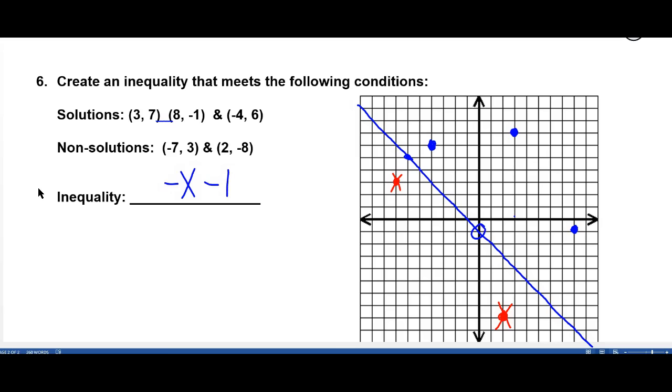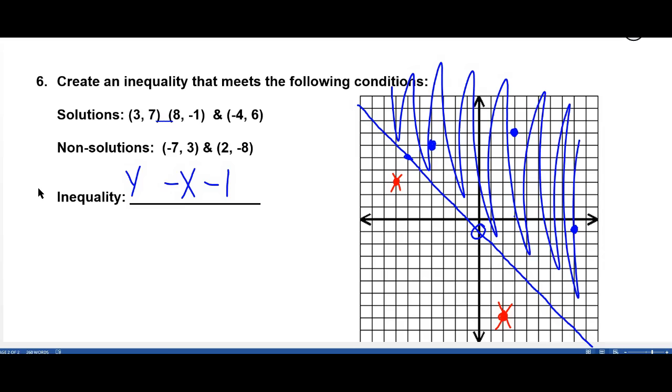Then I have to look at my inequality symbol. The shaded area will be above, so I'm going to call that greater than. I did a solid line, so I'll say equal to. Y is greater than or equal to -x plus 1. Includes the blue dots, does not include the red dots. There is one example of a correct answer. Definitely a lot more correct answers than that, but there's just one of them.